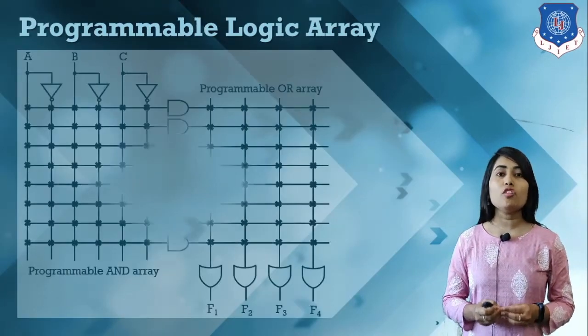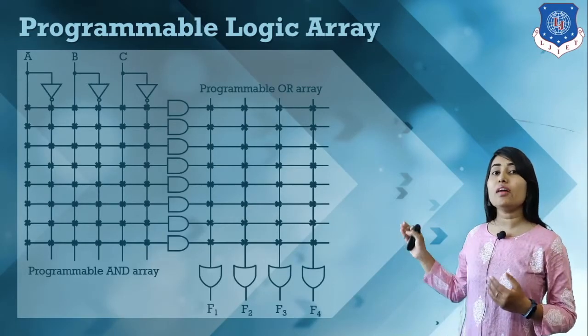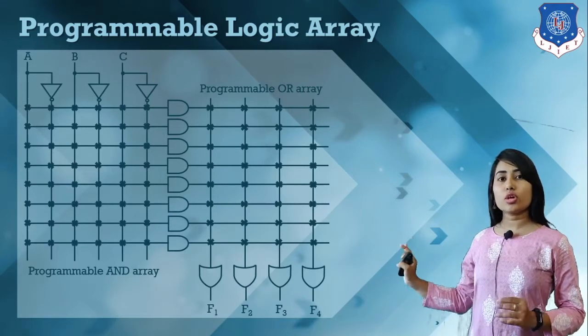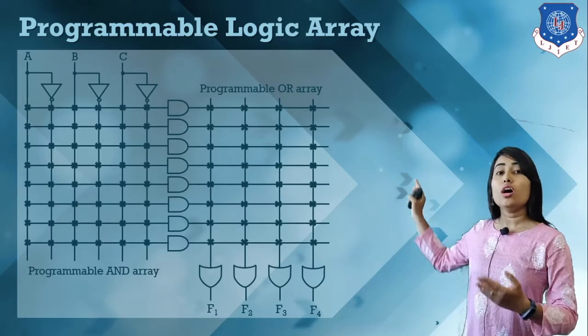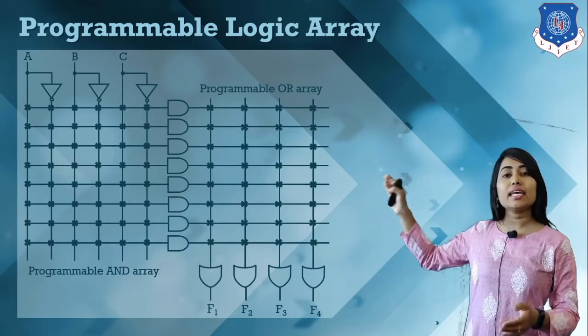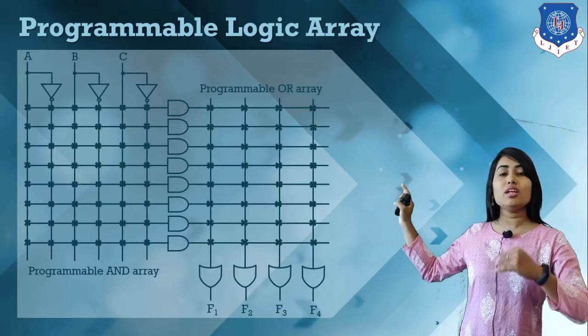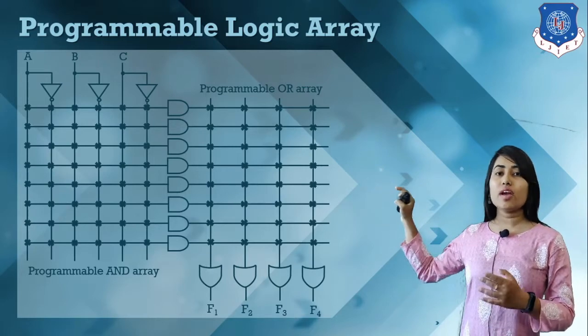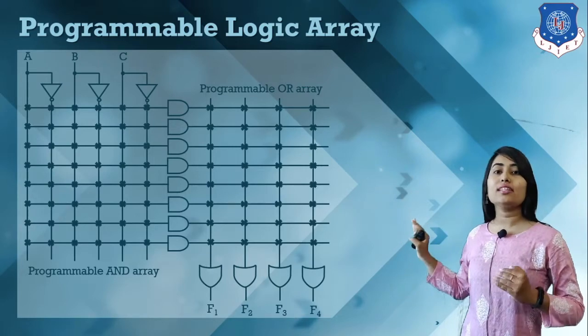Here we have a basic logic diagram of programmable array logic. Here we have a 3-input, 8 AND gates and 4 OR gates structure. Here we have A, B, C, 3 input variables and their inverted values A dash, B dash, C dash. All the values are connected with all the 8 AND gates.